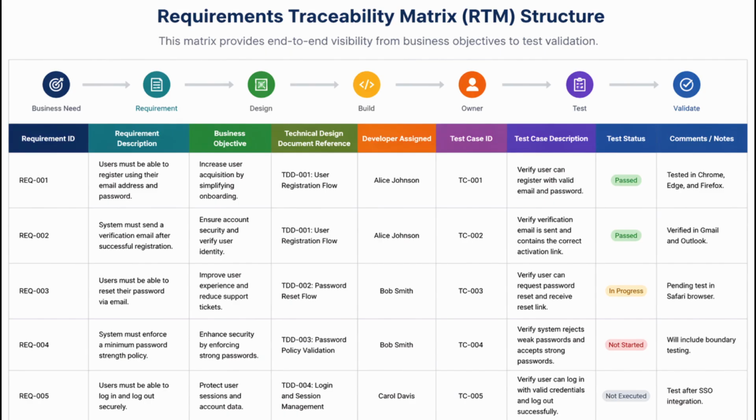Next step, you need to structure your matrix by defining the essential columns that will track a requirement's entire lifecycle. At a minimum, your RTM needs columns for a unique requirement ID, a brief description of the requirement, and the overarching business objective it supports. From there, you will add columns for the technical design document reference, the developer assigned, and most importantly, the test case ID. This structure creates a clear visual timeline, allowing anyone to read left to right and see exactly how a high-level business goal translates into a specific, testable piece of software.